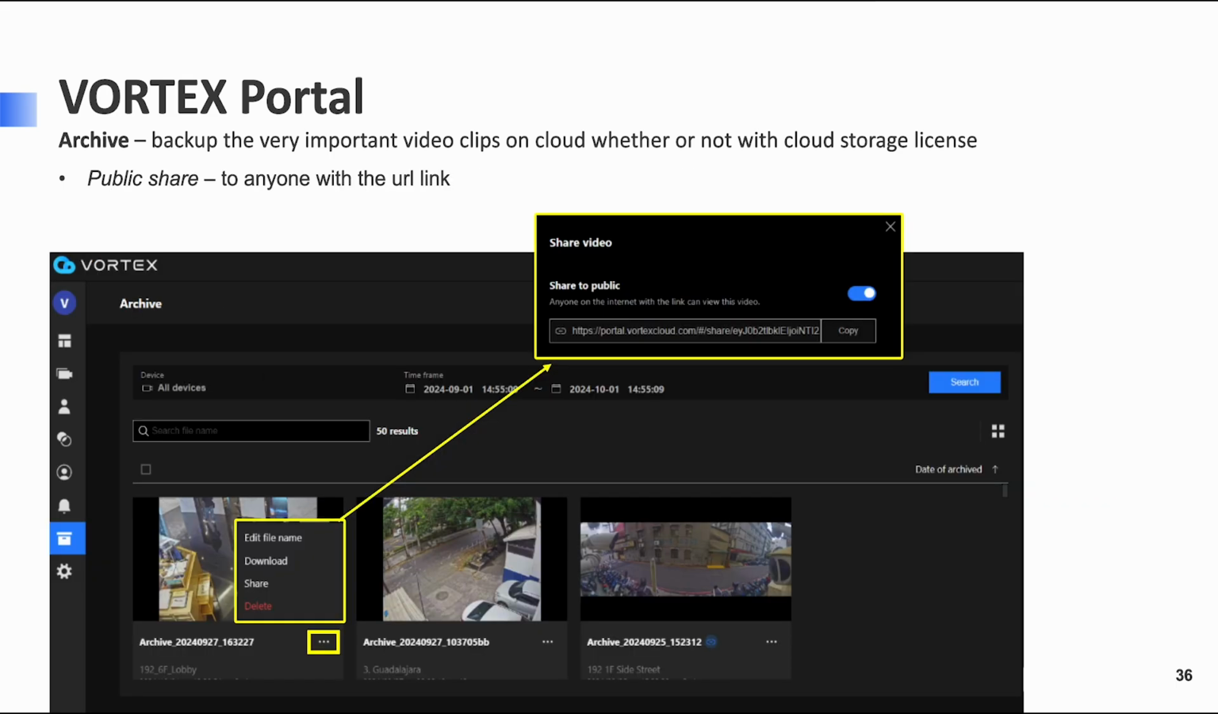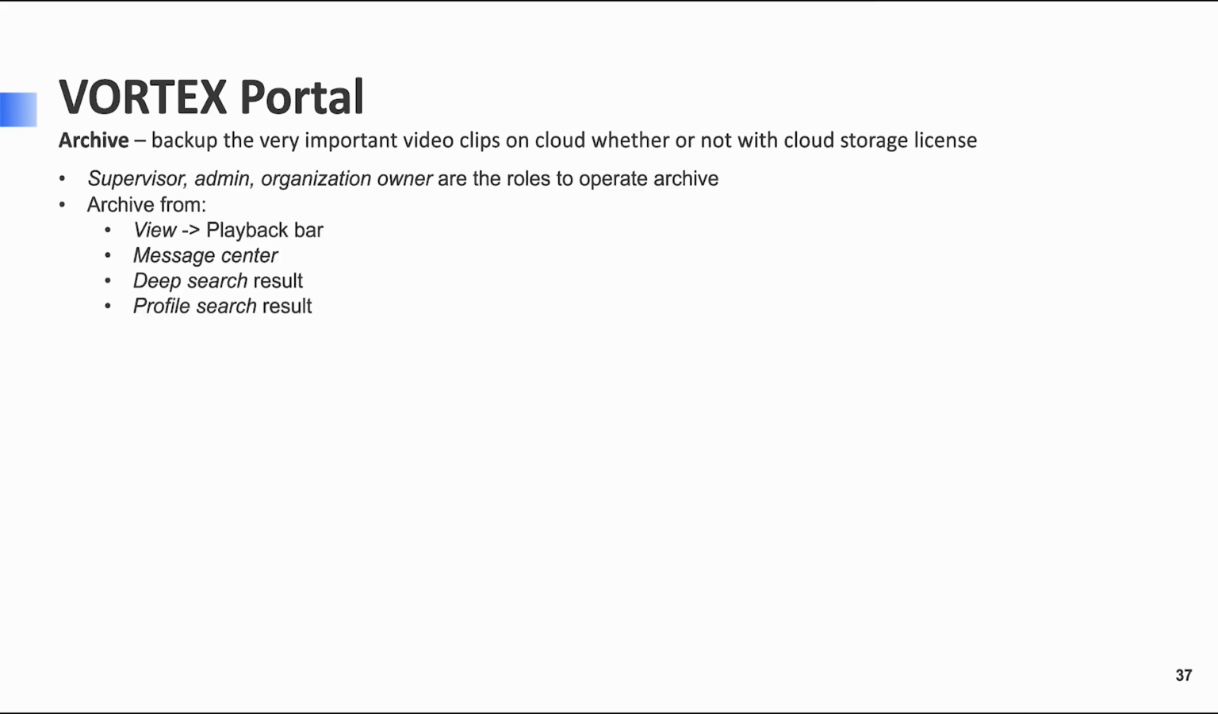After archiving, you can find the archived files under the Archive tab. One particularly useful feature is public sharing. You can generate a URL link to share archived clips with law enforcement or other relevant parties. To wrap up, remember that archiving can be done through the playback bar, the Message Center, deep search and profile search results.